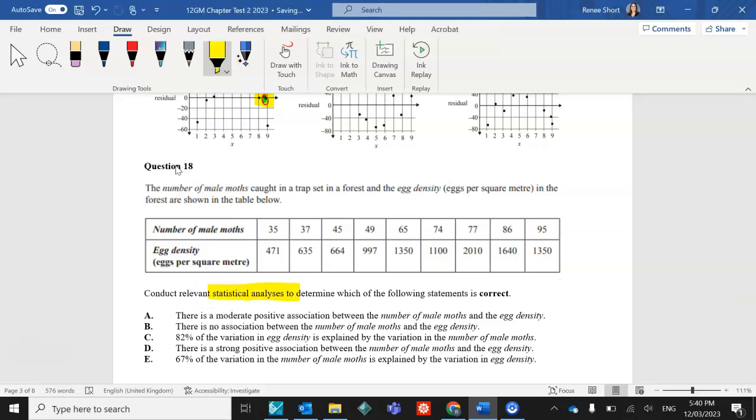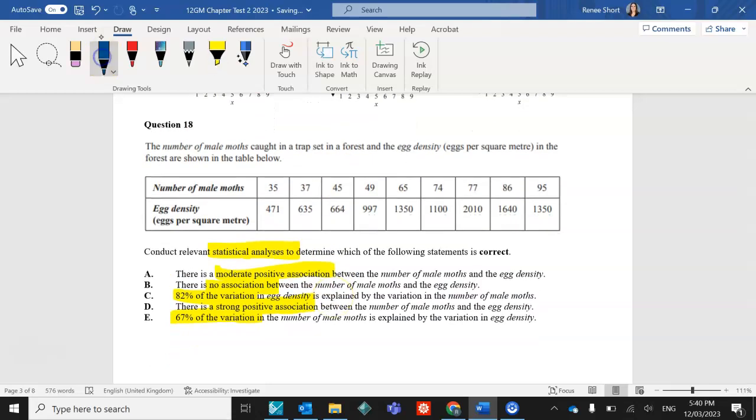So I would just quickly read all the A, B, C, D, E, and it's talking about like moderate positive association, no association, 82% of the variation, strong positive, 67% of the variation. All of those statements refer to me interpreting either an R value or an R squared value. So that means I need to head to my calculator and go find them.